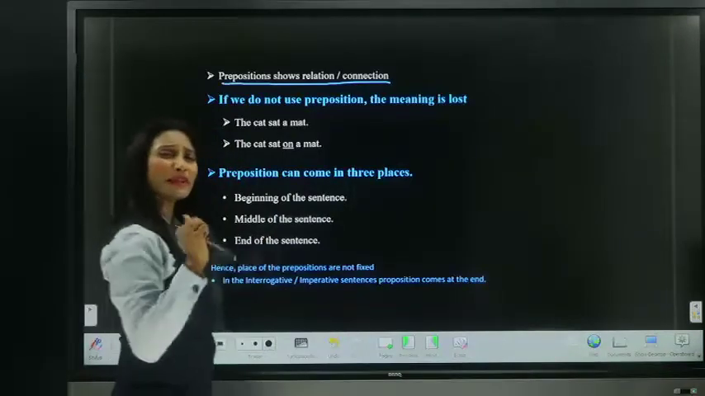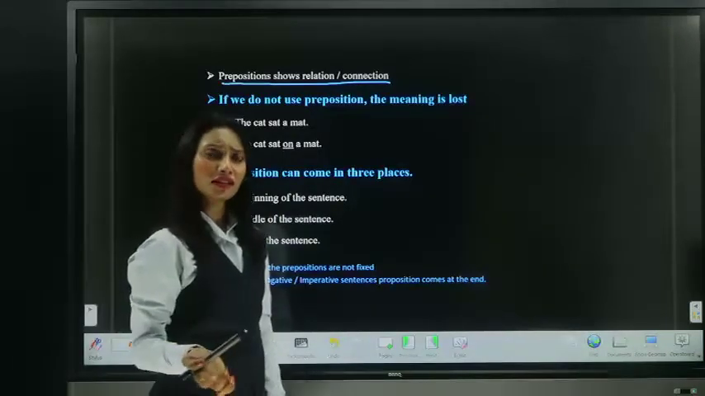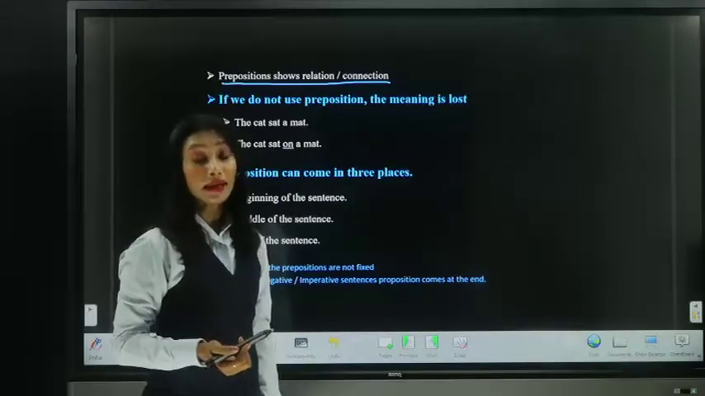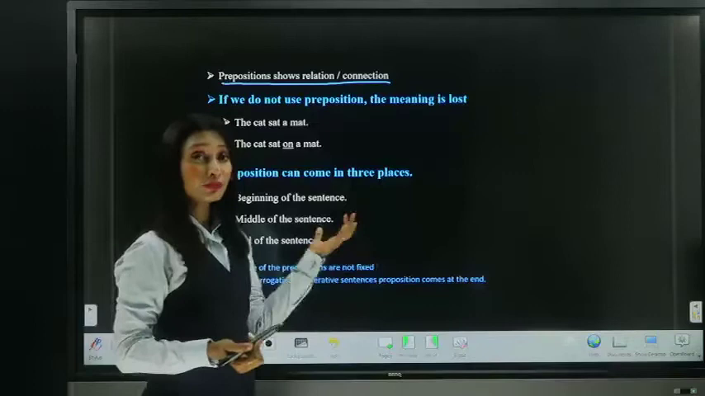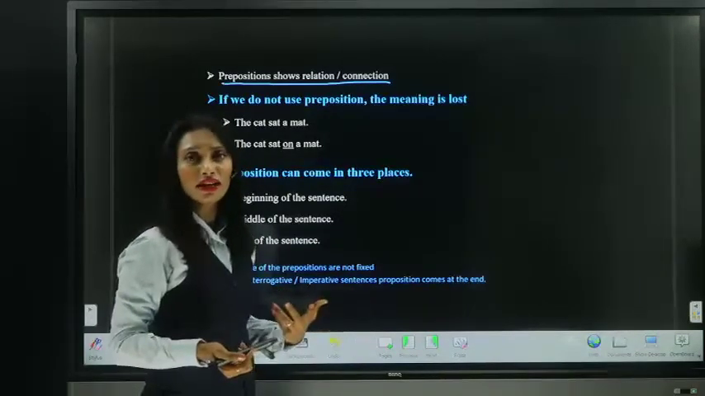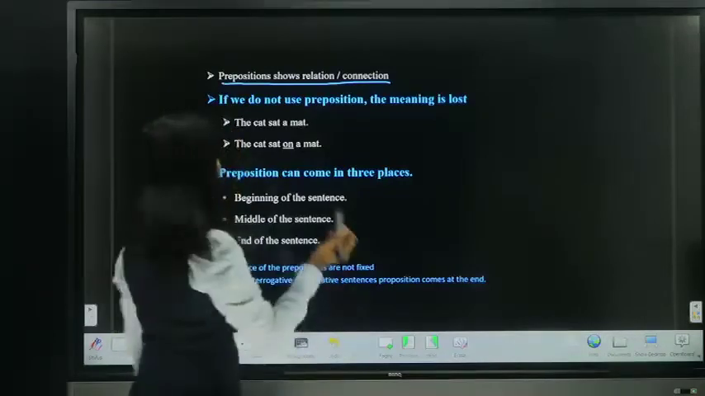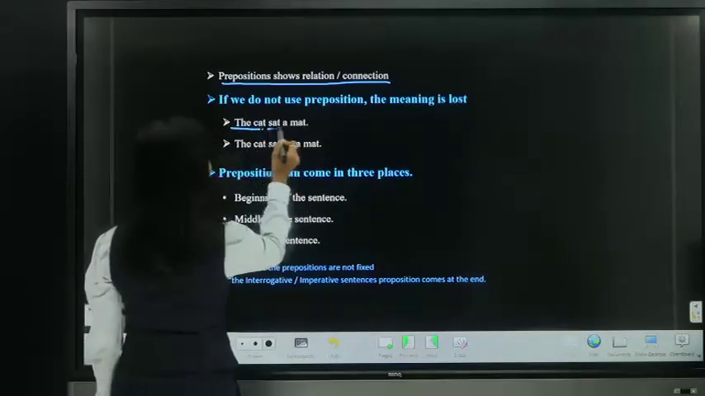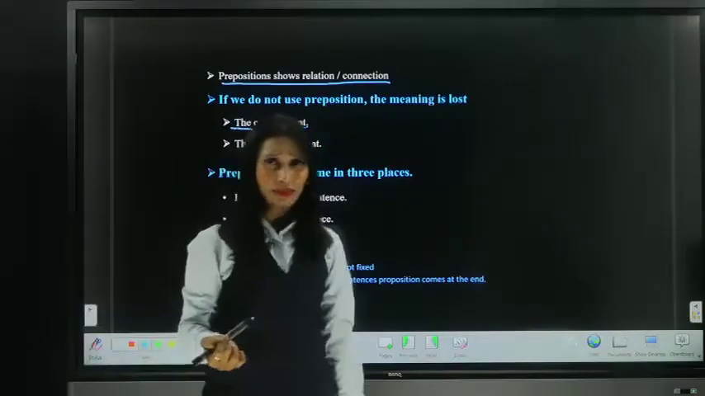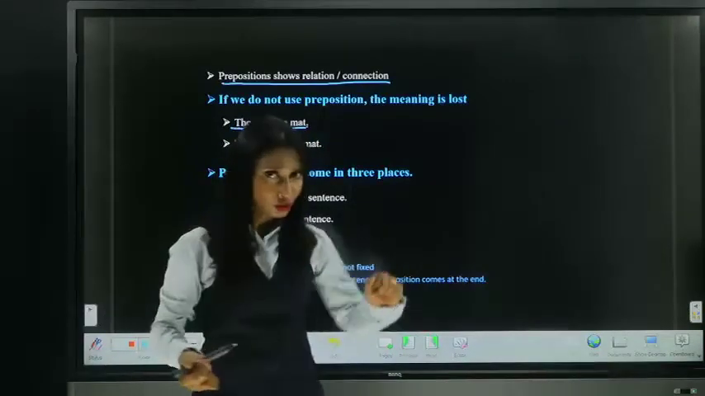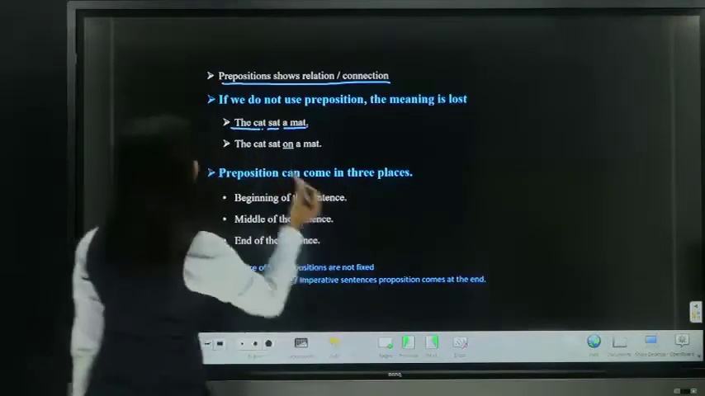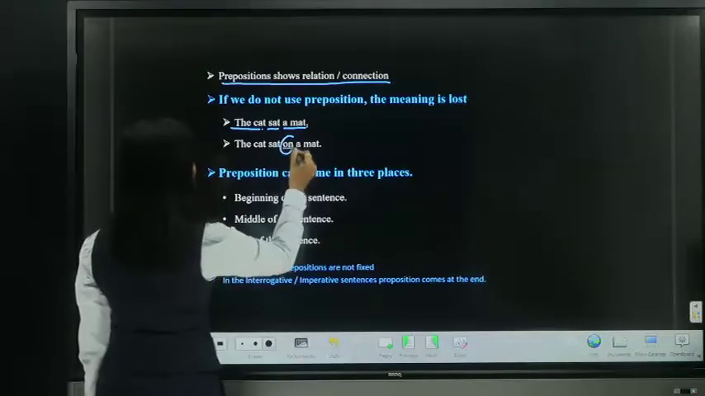But what happens if we do not use a preposition? Can't we make a sentence without a preposition? Maybe we can, but if we do not use a preposition when it's required, what happens? Look at this sentence: The cat sat a mat. Is it giving any sense? That means the cat made the mat sit. It's not giving sense. Hence, what do we require? A preposition to show relation.